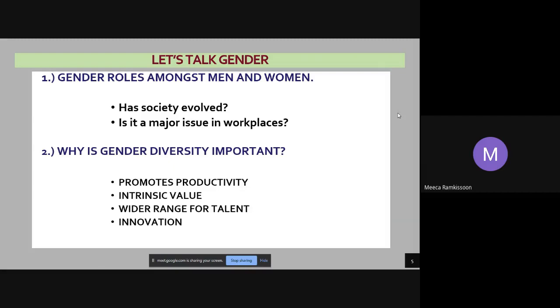Why is gender diversity important? It's important because it promotes productivity, where both genders may have different viewpoints. This enables better problem solving, ultimately leading to superior performance. It provides intrinsic or basic value of respect and acknowledgement. It offers a wide range of talent and innovation, which benefits workplaces' creativity. All of these factors are important because of the different approaches each gender will take when performing.